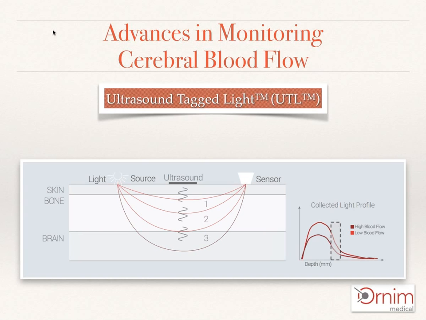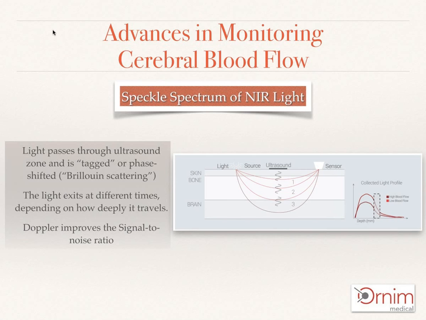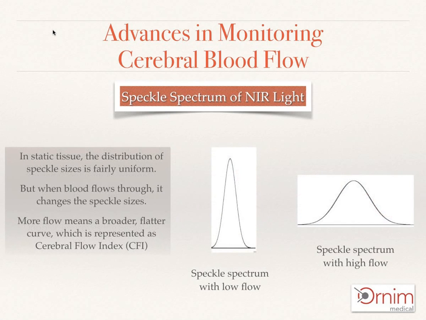As you see in this particular curve, we're representing light that has arrived back at the sensor at a particular depth that is deep enough to represent light that has gone through the cerebral cortex into the territory of the gray-white junction where microvasculature lives. So light that passes through the ultrasound zone and is tagged or phase shifted is differentiated from regular light, and this essentially improves our signal-to-noise ratio so that we can make the most out of our technology.